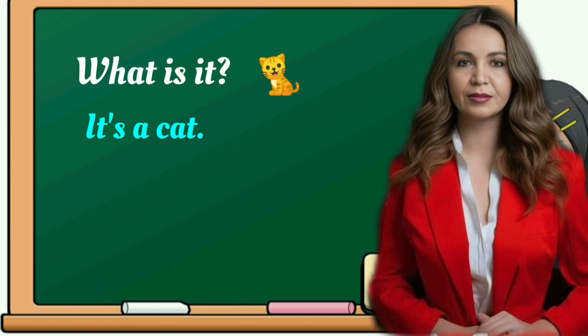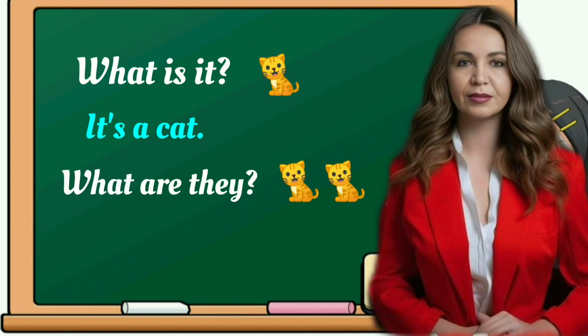What is it? It's a cat. It's one cat. So the answer will be it's a cat. What are they? There are more than one cat. So the answer will be they are cats. I added s at the end of the noun.